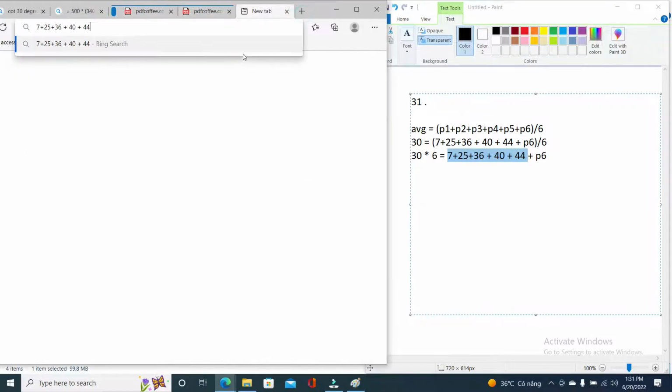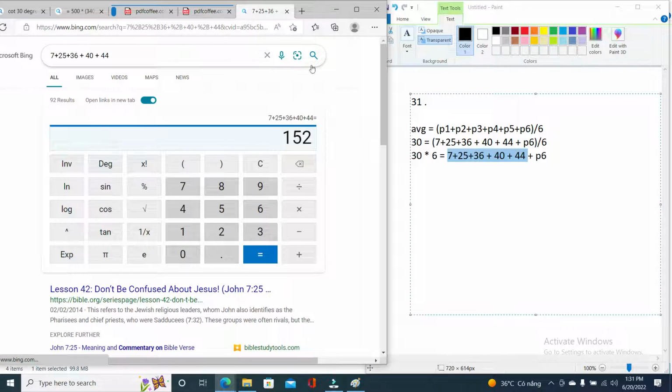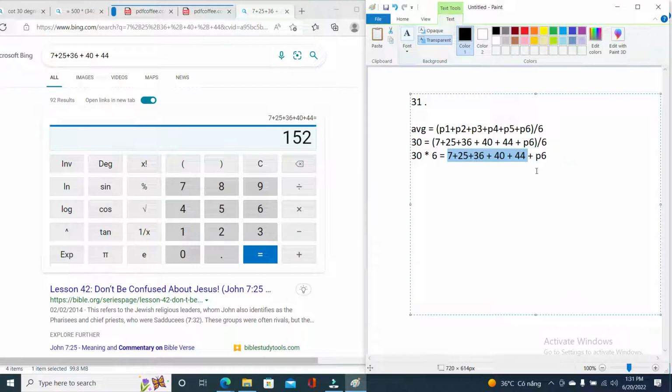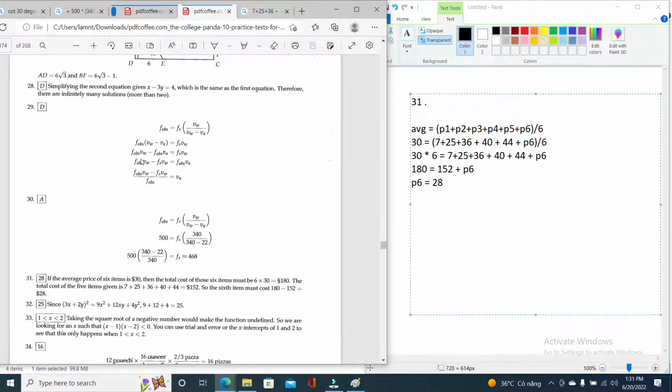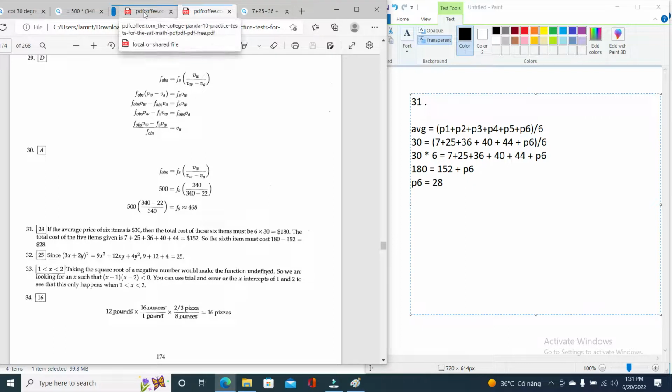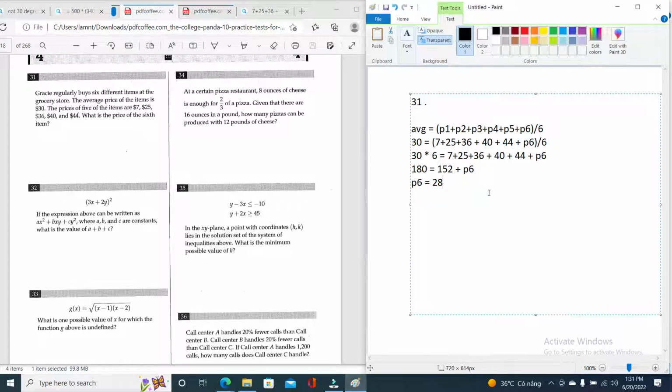So this sum is actually equal to 152, so 180 equals 152 plus P6. So P6 is equal to 28. Okay. So for number 31, the answer is 28. Alright. 32.